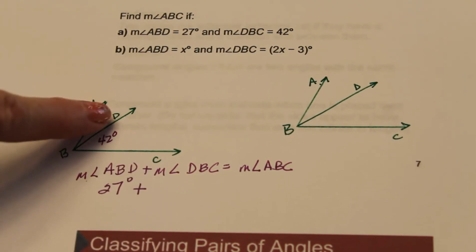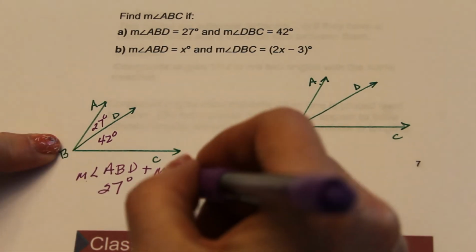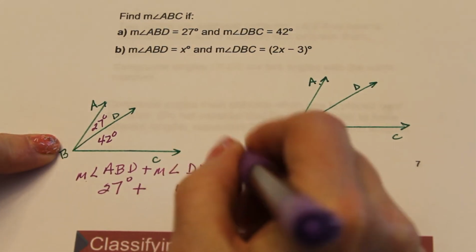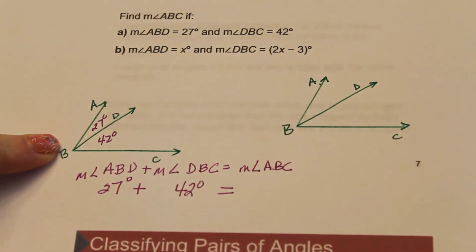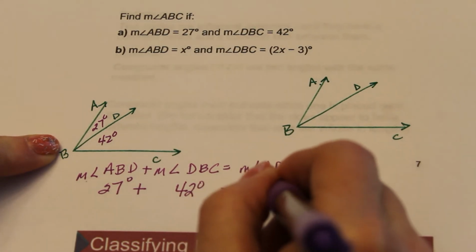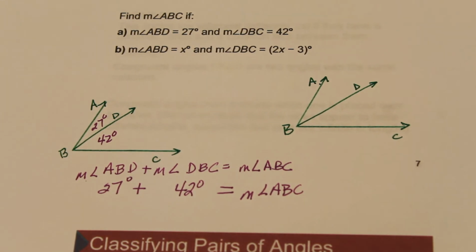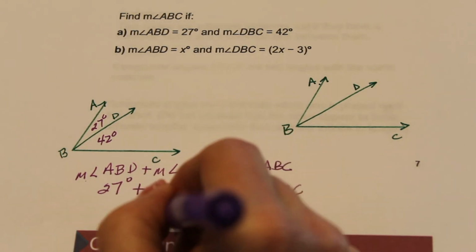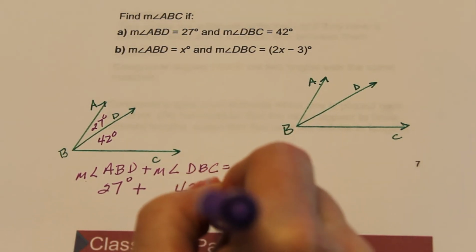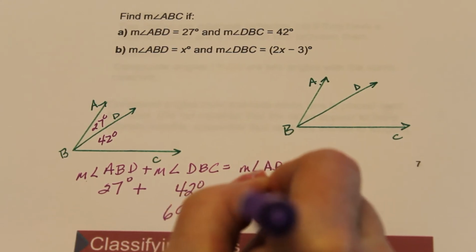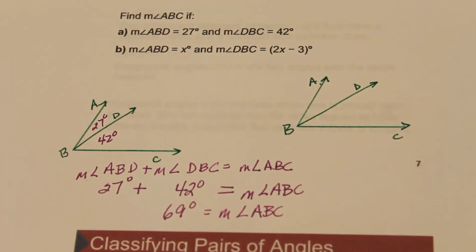The measure of angle DBC, we'll replace that with what it's equal to. Bring down the equal sign, and that's going to be the measure of ABC. So now I'm going to add 27 and 42, and I get 69 degrees. So that is the measure of angle ABC. And that's the angle addition postulate.